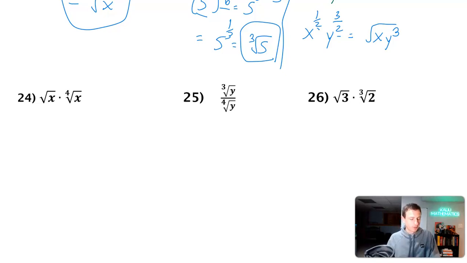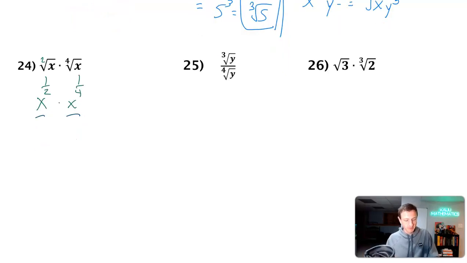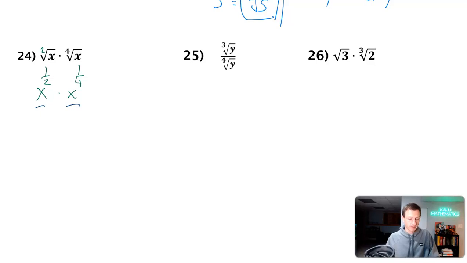Oh, this one looks tricky. 24. Square root of x times the 4th root of x. Let's see. Whenever I don't know what to do, I would just start rewriting, move things around. Let's see what happens. So this is x to the 1/2, because this is a square root, times x to the 1/4, because that's a 4th root. Okay. Now what? Well, I have multiplication of the same base. That leads me to the fact that, if I have multiplication of the same base, what do I do with the exponents? I add. Let's go ahead and do that.